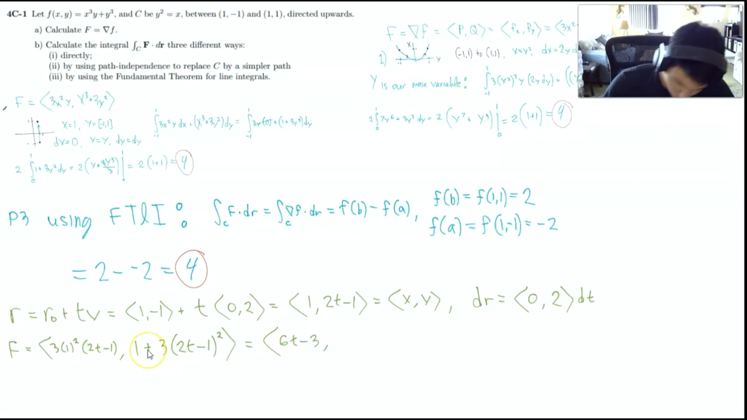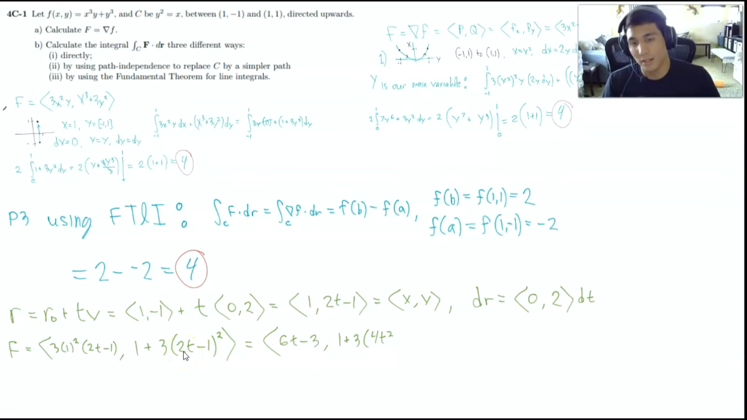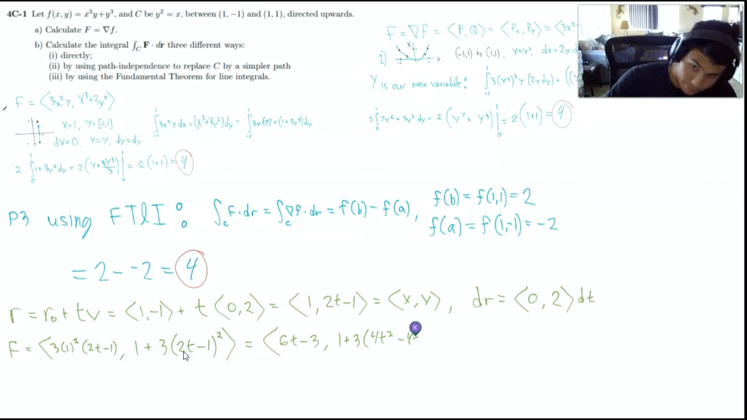And then this is 1 plus, we'll take the square of that, which would be, let me think, 4t squared minus, okay, 2t times negative 1 is negative 2t. Negative 2t times 2 is 4t. And negative 1 times negative 1 is, as you know, positive 1.